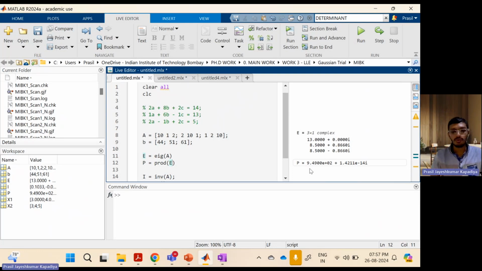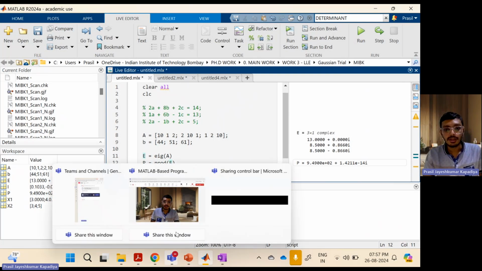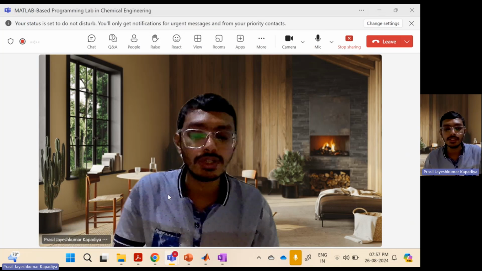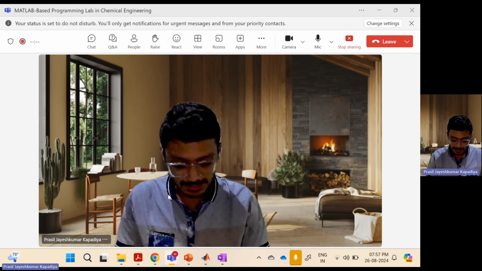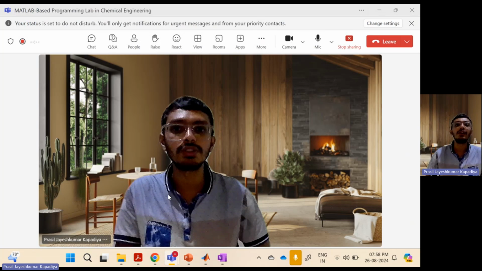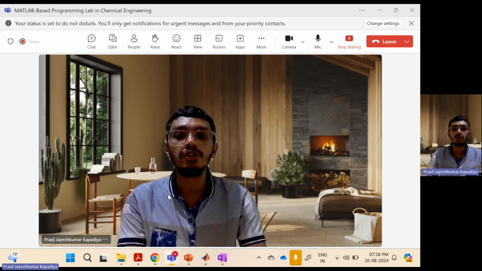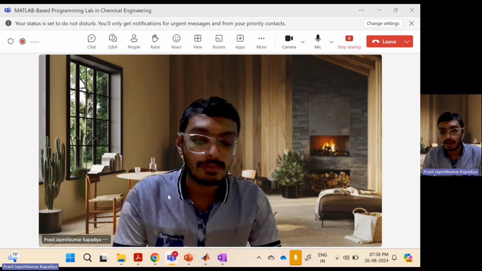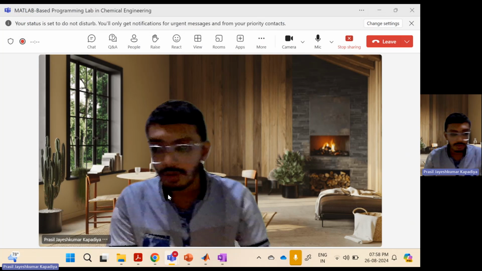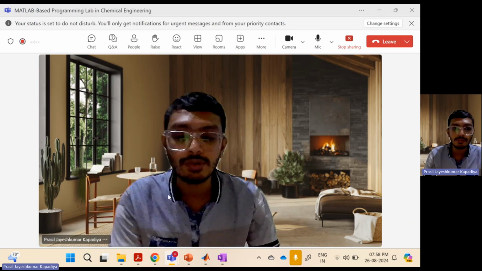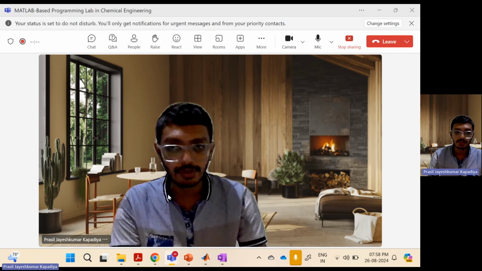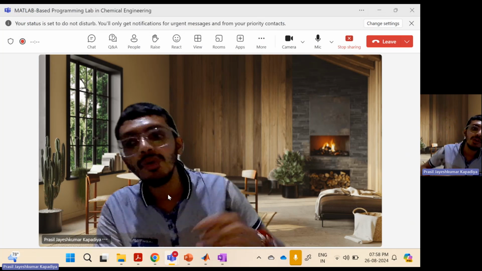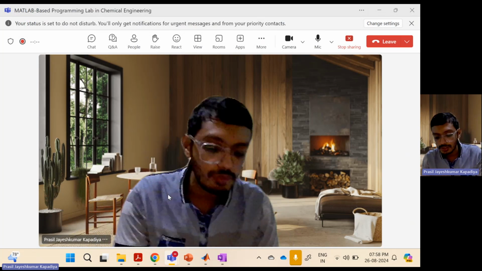Okay, so this is all for today's class. What we learned in today's lecture is how to solve simultaneous linear equations. To solve simultaneous linear equations, various methods are available: Gauss elimination method, Gauss-Seidel method, Gauss-Jordan method, then matrix inversion method. Among these, we first looked at the matrix inversion method. We need to define the inverse of a matrix, then multiply the inverse of the matrix with the right hand side matrix B, and that will give you the solution.